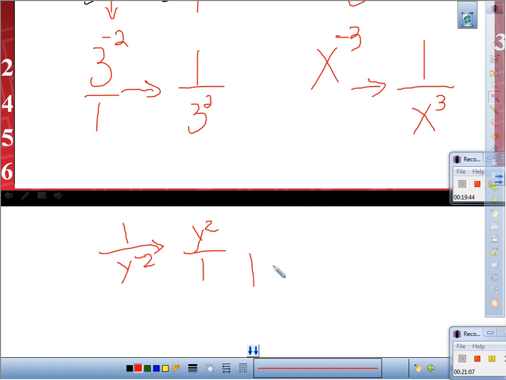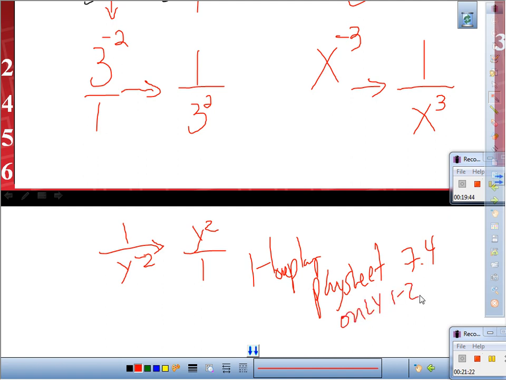All right, your home play for tonight is over here. Play sheet 7.4. Only do numbers 1 through 20.